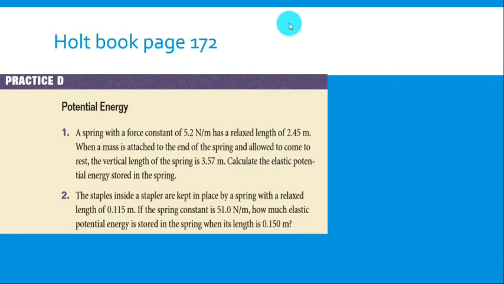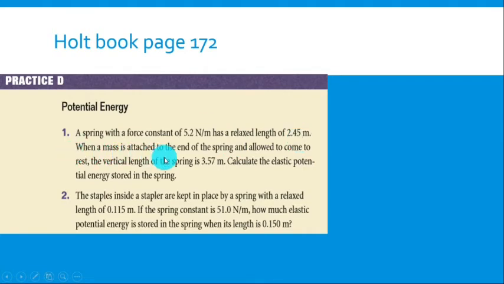The first one: a spring with a force constant of 5.2 Newton per meter. Okay, so you will ask me, what is a force constant? It's the spring constant, the same, K, 5.2 Newton per meter, has a relaxed length of 2.45 meter. What does relaxed length mean? It is the original length of the spring when the spring is in equilibrium position. This is the meaning of relaxed length, okay?